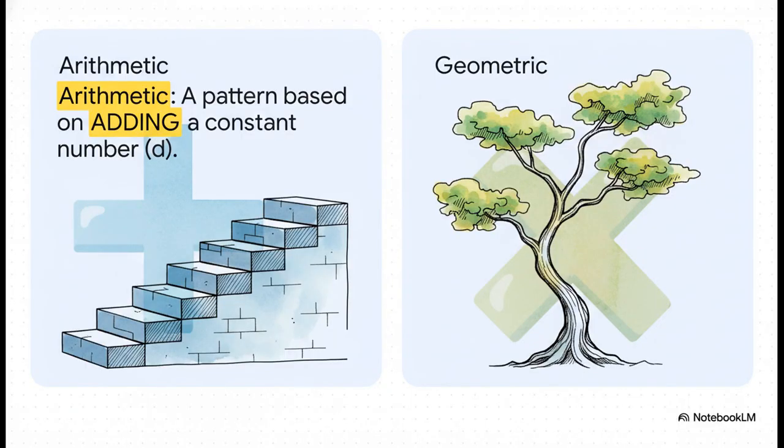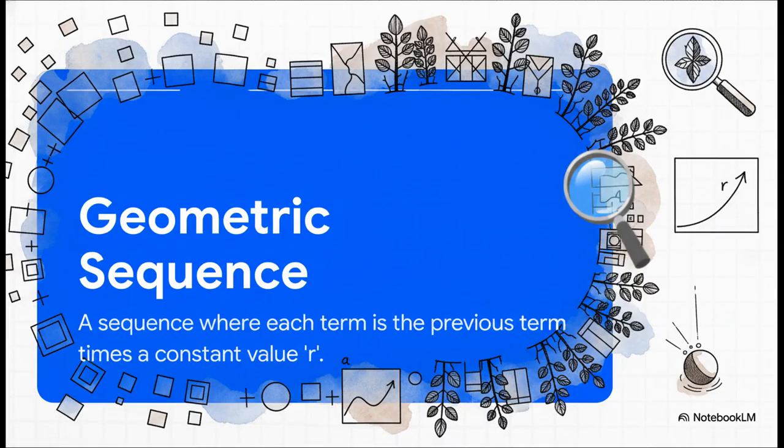Let's put these two side by side. You've got your arithmetic sequences where you're just adding a number, let's say 2, over and over. But with geometric sequences, and that's our focus today, we are multiplying. It seems like a tiny change in rules, but believe me, the results are explosive. So here's the official lingo. A geometric sequence is just a list of numbers where you get the next term by multiplying the one before it by some constant value. And that special multiplier, we call it the common ratio, and we just use the letter R for short.